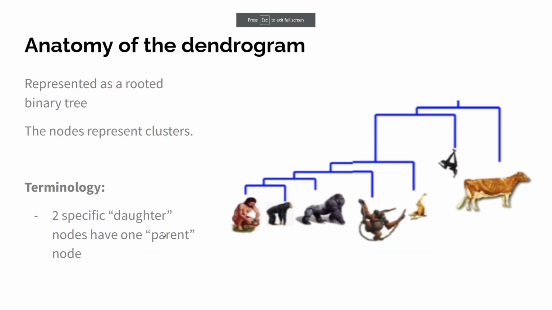This is a dendrogram. So this is the anatomy of the dendrogram. It's represented as a rooted binary tree. In a binary tree, every single node has two children. And even at the top we've got a parent node here. The terminology they use in the PowerPoints is that one parent node has two daughter nodes. So here, that's a daughter node. This is the parent node, daughter node. And we can always look at these: parent, two daughters, parent, daughter, daughter. So that's the anatomy of a dendrogram.